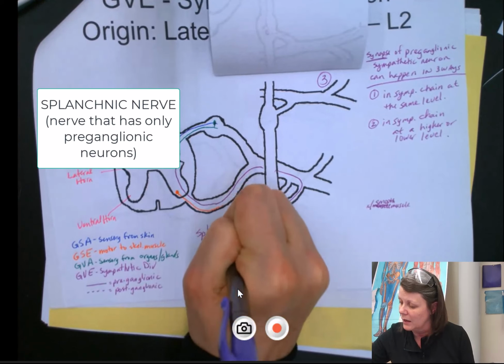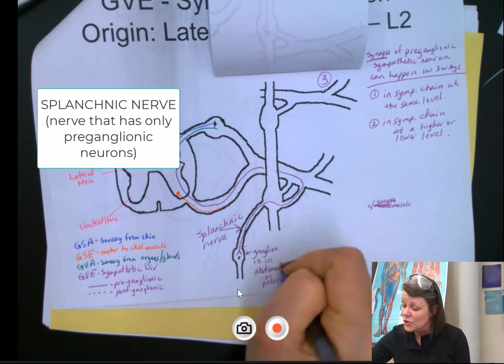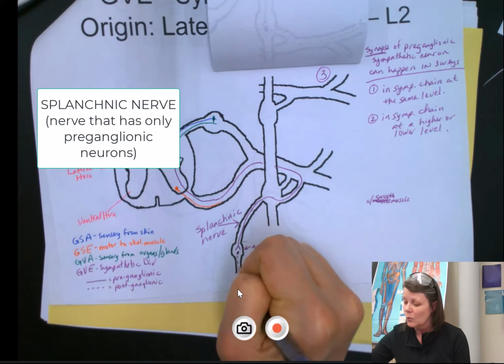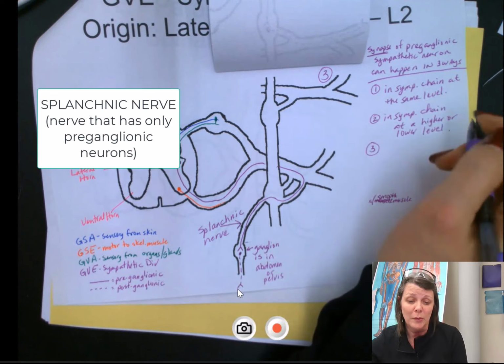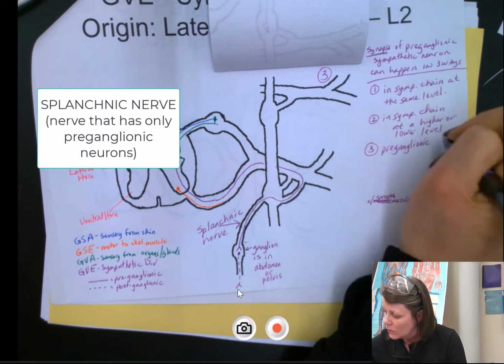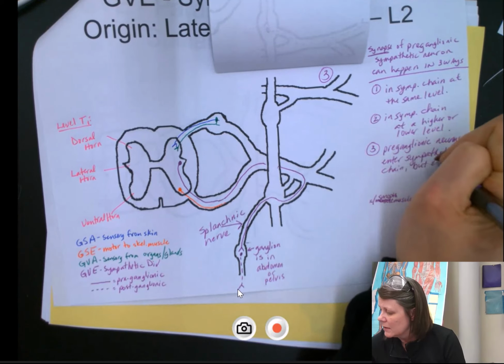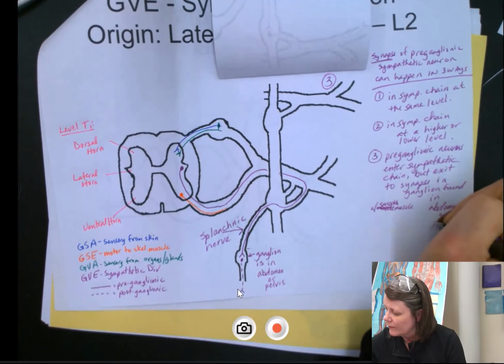Splanchnic nerve. And whenever you see the word splanchnic nerve, you know that it still has preganglionic neuron axons in it. Once it reaches its ganglion in the region of choice, then we've got our postganglionic, which then goes to the target, which is going to be smooth muscle and glands. So option number 3 is going to be preganglionic neurons enter the sympathetic chain, but exit to synapse in ganglion found in abdomen or pelvis.